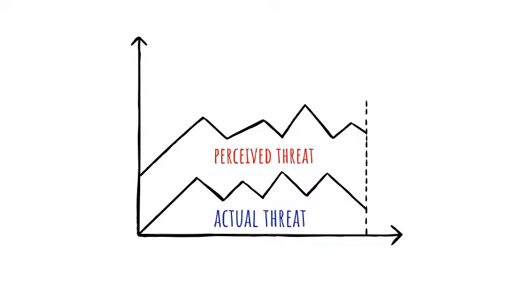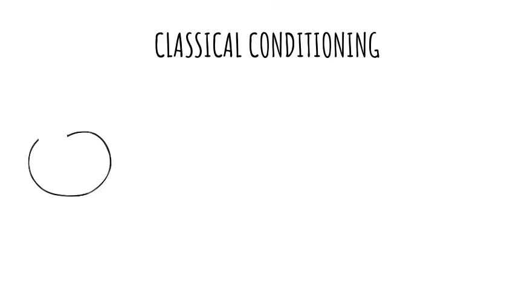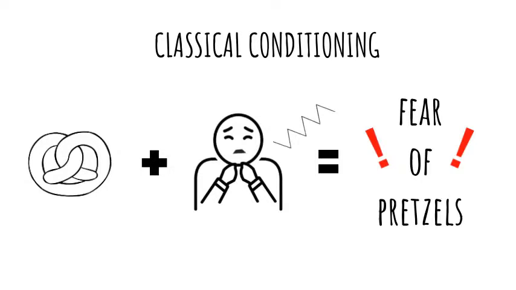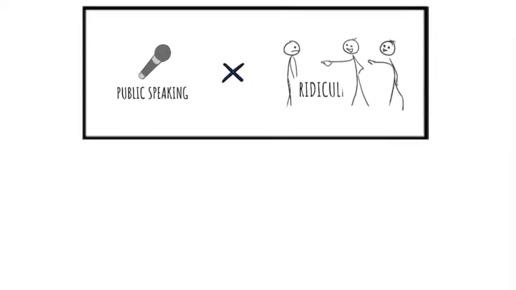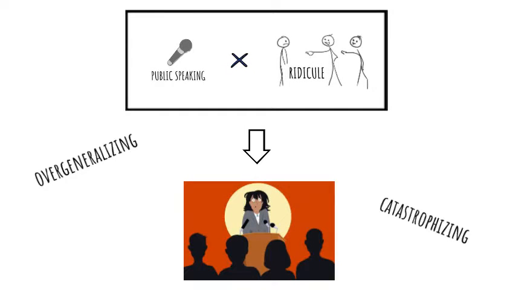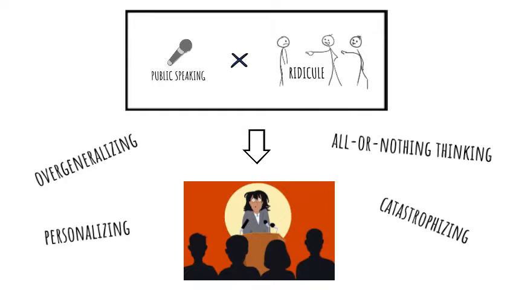This can happen for any number of reasons, including instances of classical conditioning, when a neutral stimulus like a pretzel gets inadvertently associated with a traumatic event, like choking, leading to a fear of eating pretzels, or operant conditioning, when a particular behavior like public speaking gets associated with a negative outcome like ridicule, or when individuals lapse into various cognitive distortions like overgeneralizing and catastrophizing.